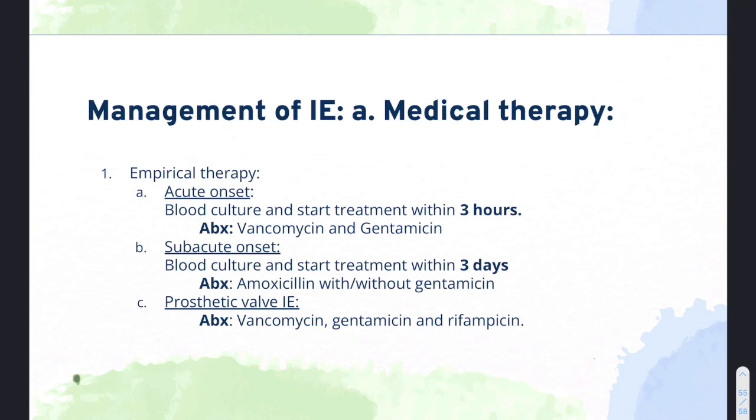For acute onset, because it's aggressive, you should start the treatment as soon as possible, within 3 hours. But as I said, blood culture first. Antibiotics for acute onset would be vancomycin and gentamicin. For subacute onset, the treatment should be started within 3 days. Blood culture first. Antibiotics would be amoxicillin with or without gentamicin. For prosthetic valve infective endocarditis, antibiotics would be vancomycin, gentamicin, and rifampicin.